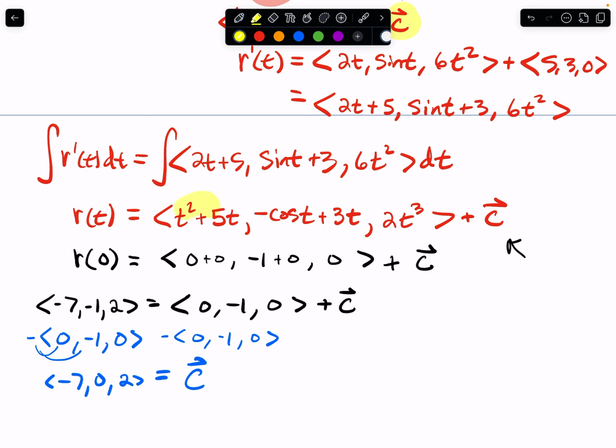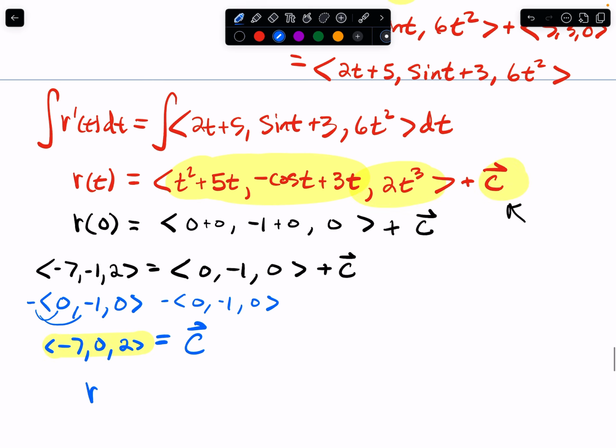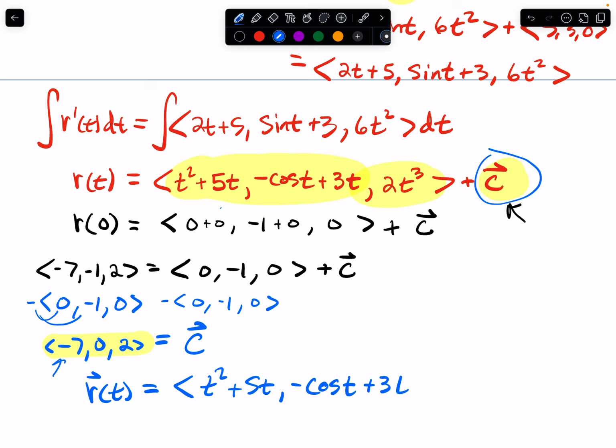So the answer is this thing plus C, so I need to write that out. So R of t is equal to t squared plus 5t. And then if I want to just go ahead and put the 7 in here, maybe I'll just do that in one last step. If you want to go ahead and do that in your notes, that's great. Hate to skip too many steps. Okay, plus -7, 0, 2.